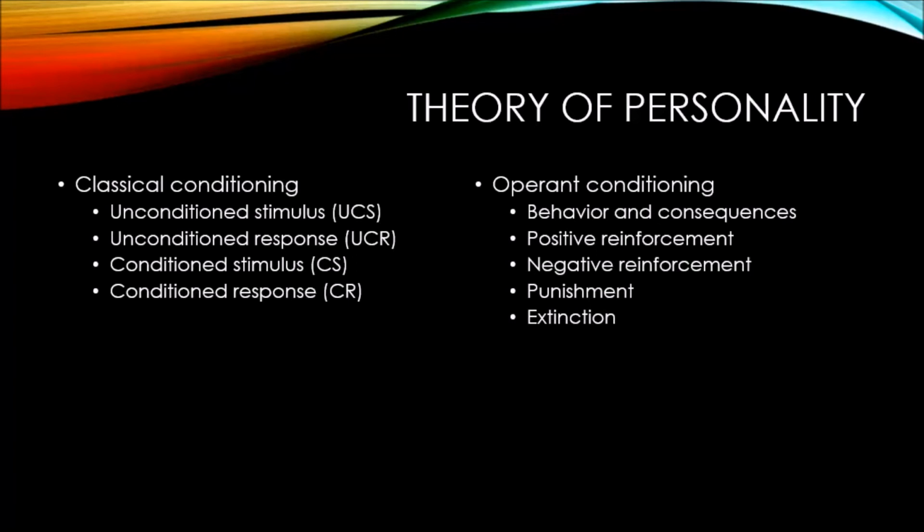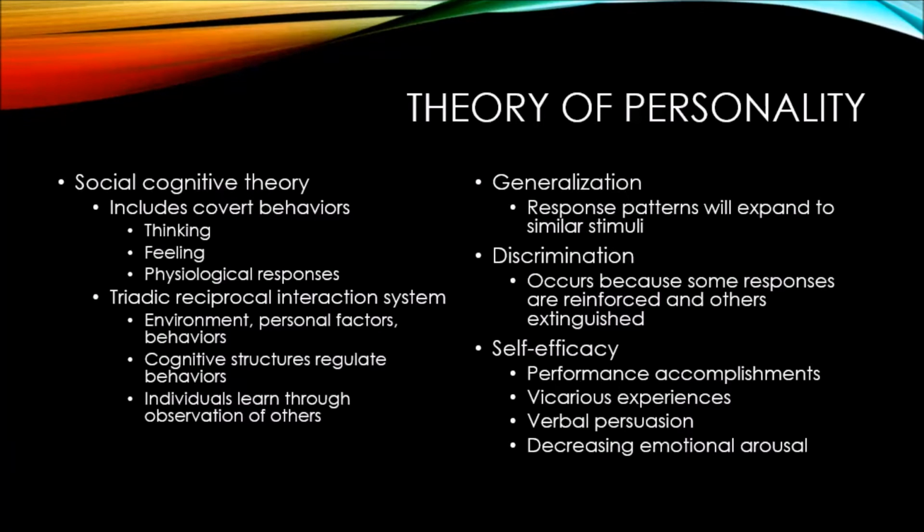Now, continuing with the theory of personality, we take a look at social cognitive theory. And unlike operant conditioning, social cognitive theory includes what we refer to as covert behaviors. These are behaviors that are difficult or impossible to observe, like thinking, feeling, and physiological responses.